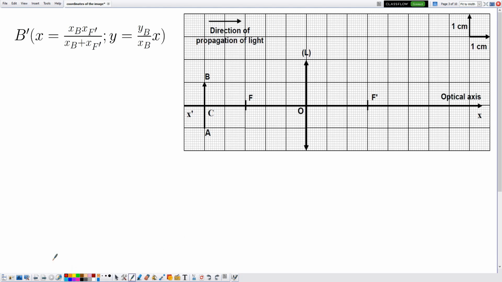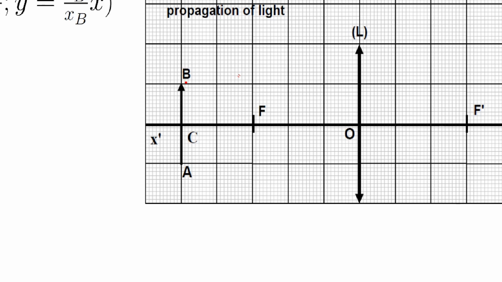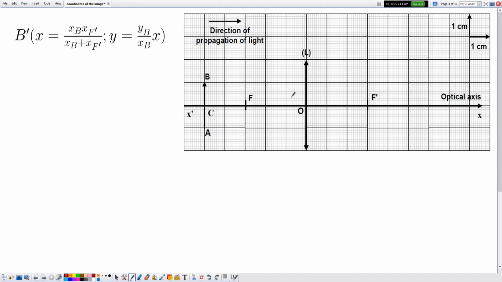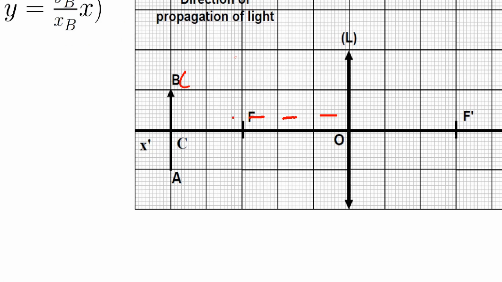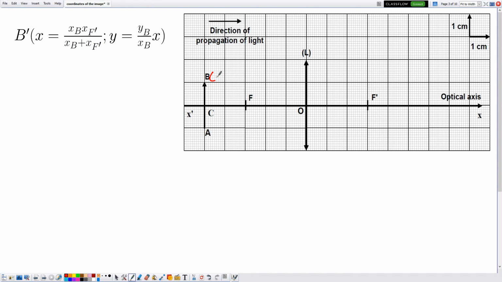Let's also consider another example. So in this case, we need to locate the image of the point B. So first, as we usually do, let's locate the coordinates of the point B and the point F prime. So the point B is located 1, 2, 3, 4, 5 divisions in front of the lens. So in the negative direction, this is the negative direction, this is the positive direction, this is the positive direction of the y-axis, this is the negative direction of the y-axis. So B is given by minus 5 and 1 division upward, and the point F prime is given by 3 divisions on the x-axis and 0 divisions on the y-axis.